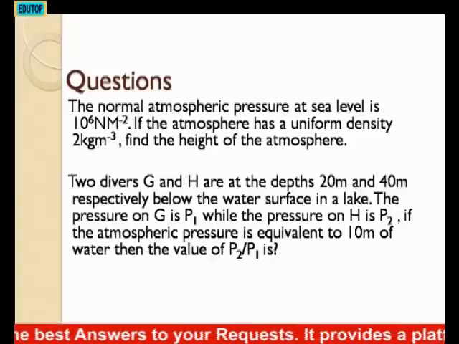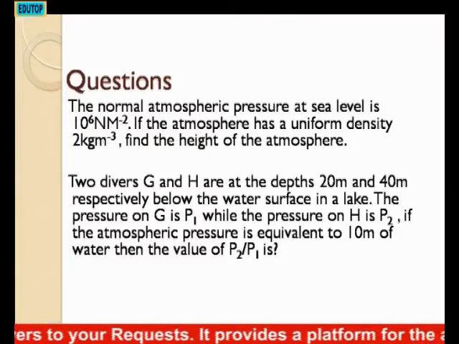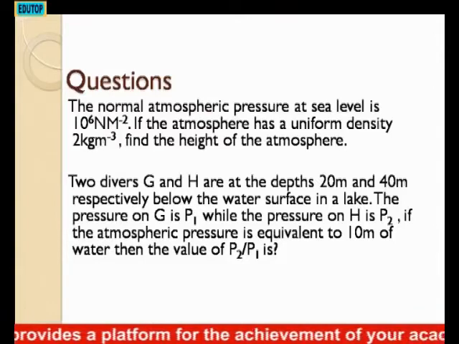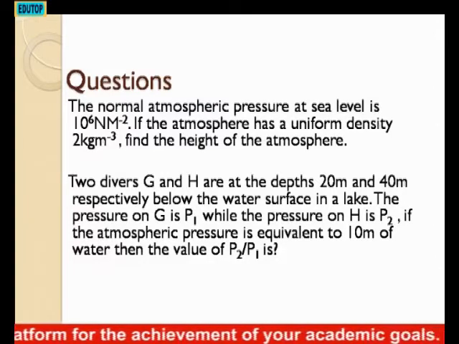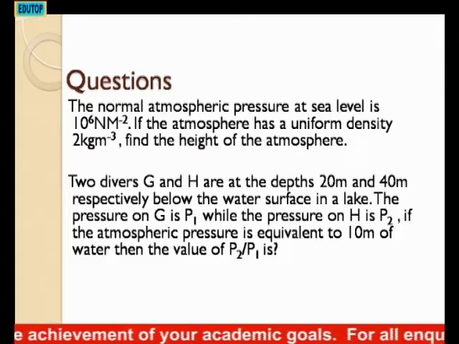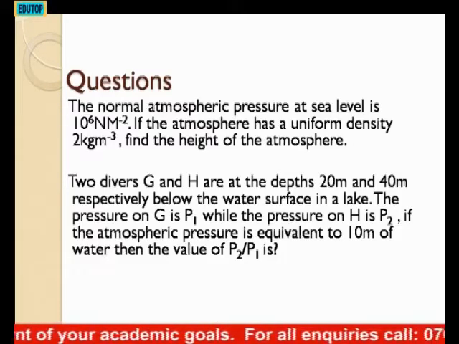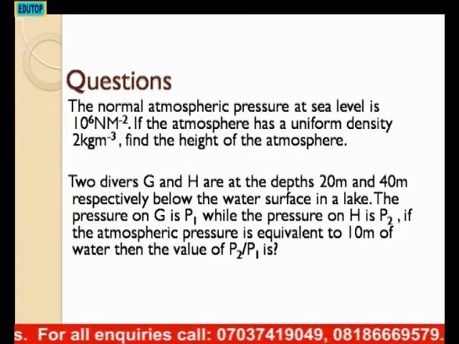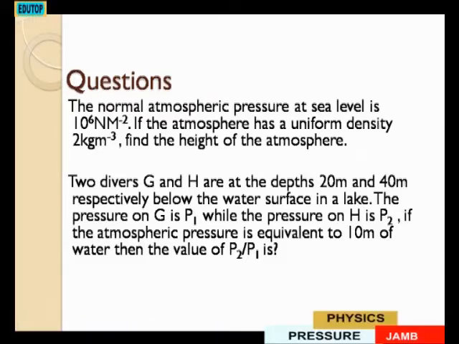Question number 2. Two divers, G and H, are at the depths 20 meter and 40 meter respectively, below the water surface in a lake. The pressure on G is P1, while the pressure on H is P2. If the atmospheric pressure is equivalent to 10 meters of water, then the value of P1 divided by P2 is, we have to calculate what will be the value of P2 over P1. That's what the question says.